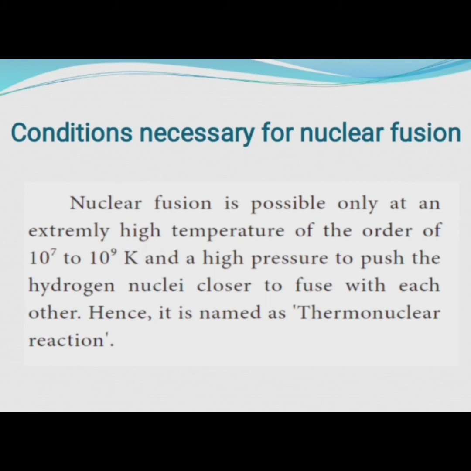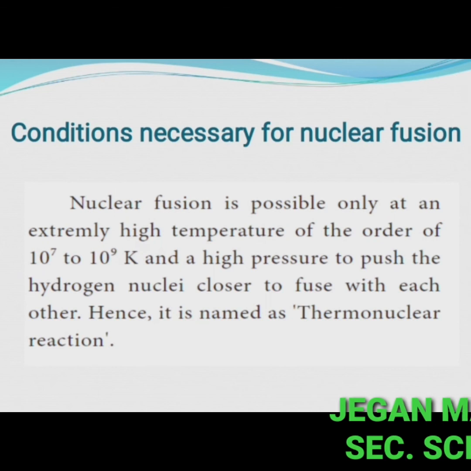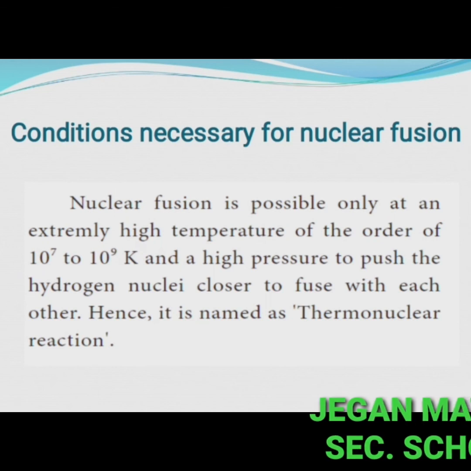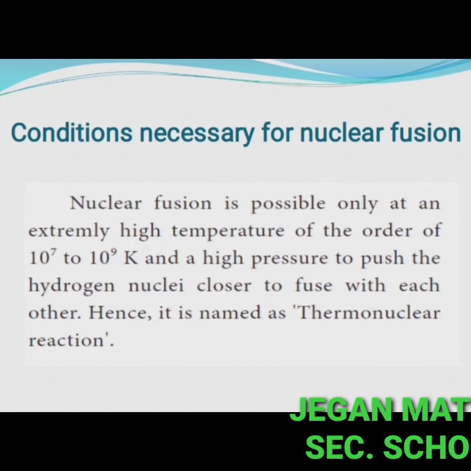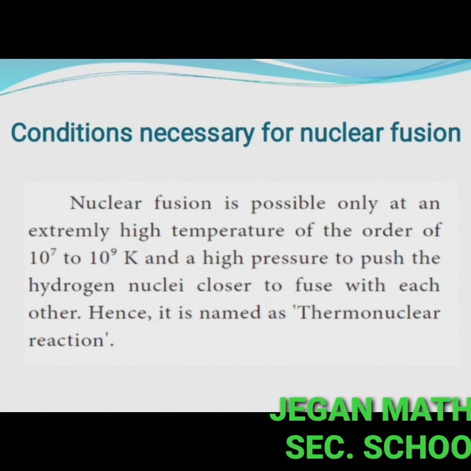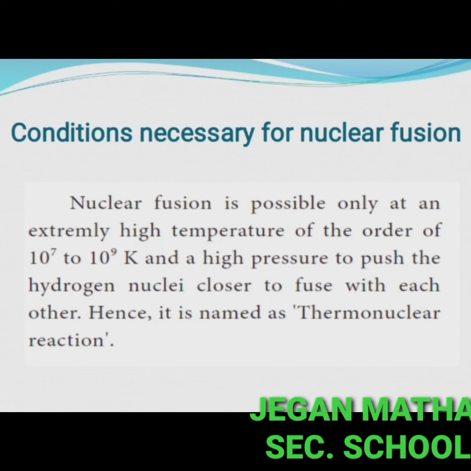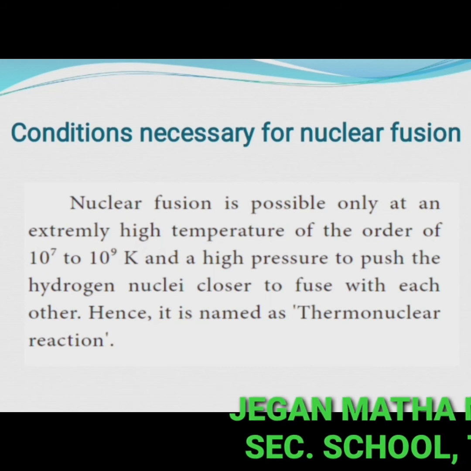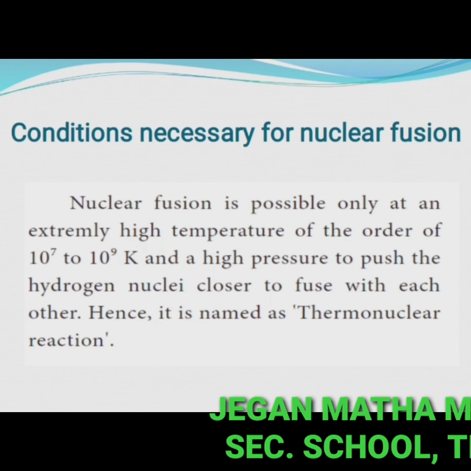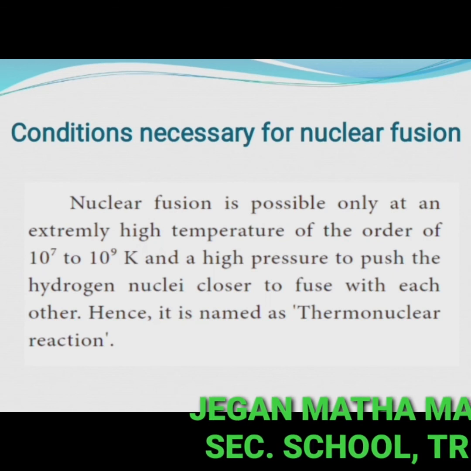Next, stellar energy. The stars like our sun emit a large amount of energy in the form of light and heat. This energy is termed as the stellar energy. All stars contain a large amount of hydrogen. The surface temperature of the stars is very high, which is sufficient to induce fusion of the hydrogen nuclei. Fusion reactions that take place in the cores of the sun and other stars result in an enormous amount of energy, which is called stellar energy.